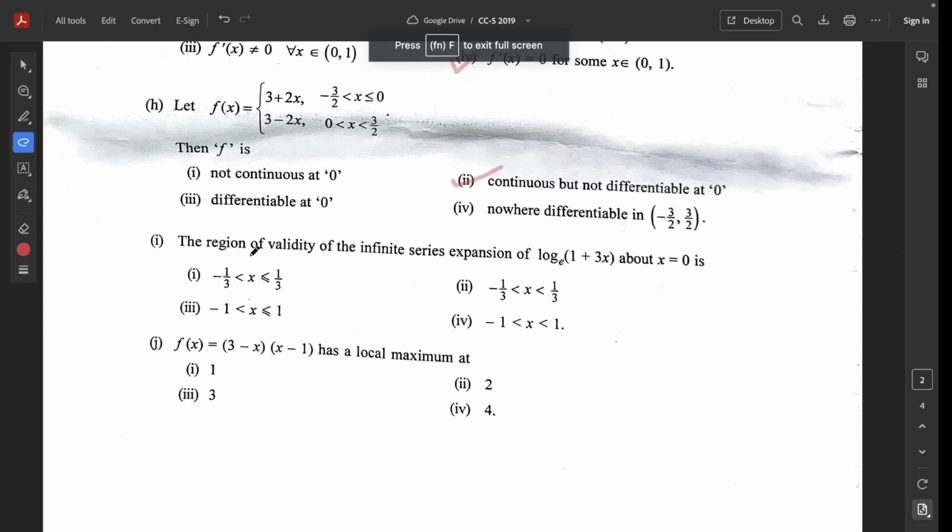Question I. The region of validity of the infinite series expansion of log(1 plus 3x) to the base e about x equal to 0 is: the correct option is 1, minus 1 by 3 less than x less than or equal to 1 by 3.